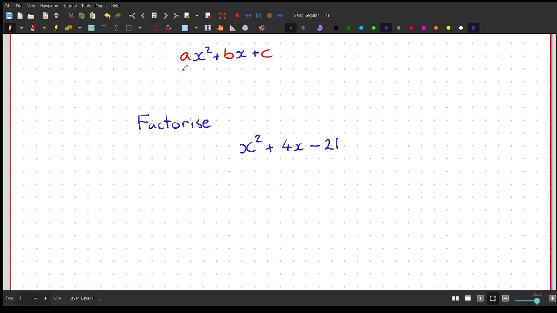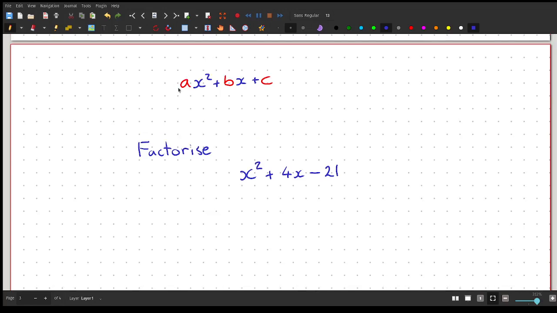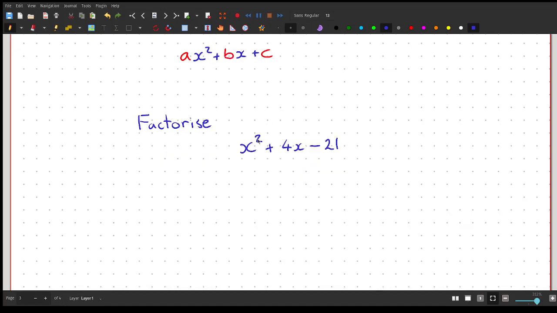Okay, so we're going to look at factorising into double brackets. And remember, when we're working with quadratic expressions, we call the coefficient of x squared a, the coefficient of x is called b, and the constant is called c. So the simple case is when a is equal to 1. If you don't see a coefficient in front of the x squared, then a is equal to 1.